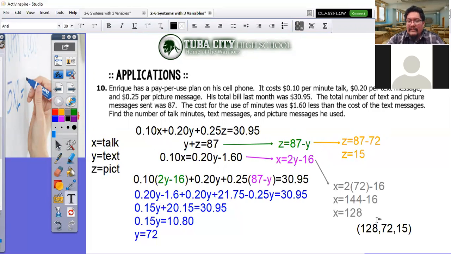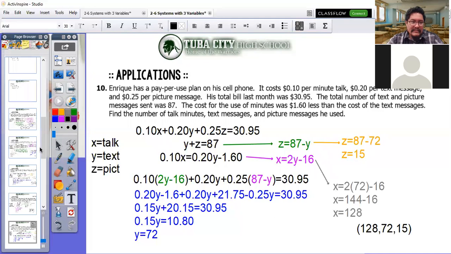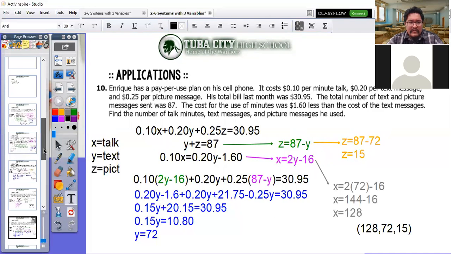So there we go. We have his talk, his text, and his picture messages. And that is it for this one here. So I think we are done.